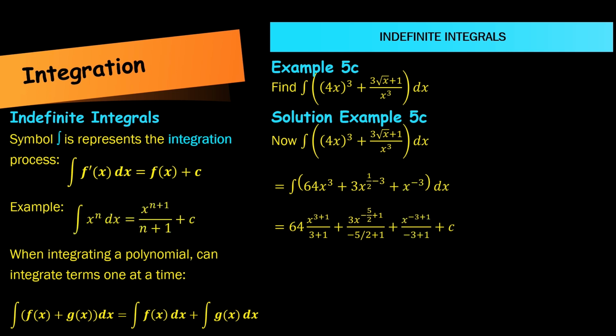And tidying up gives us 64x to the 4 over 4 minus 2/3 3x to the minus 3 over 2 minus a half x to the minus 2 plus c.